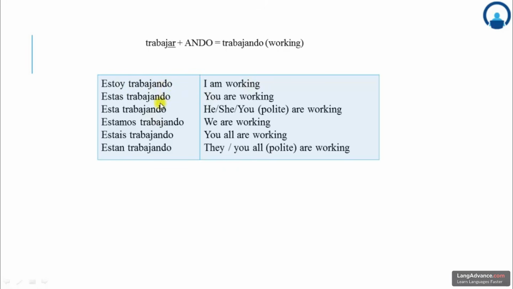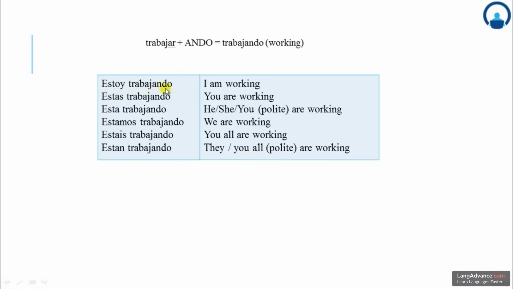The word trabajando will be the same for all the conjugations, and the only thing which changes is the estar conjugation as per the subject pronoun. And I think you are very well aware of these estar conjugations. So this becomes very simple now. You just have to deal with the estar conjugations and just add the ando ending of the AR verb. So let's start with the conjugations of the present continuous one by one.